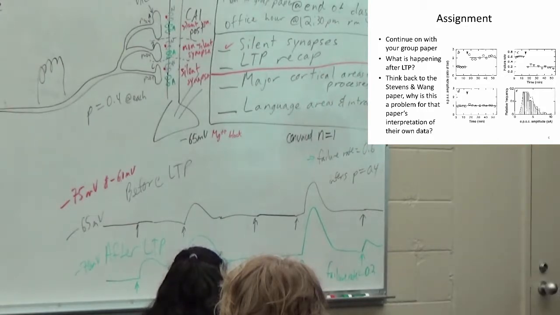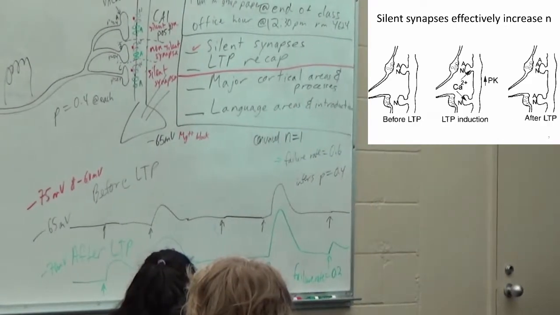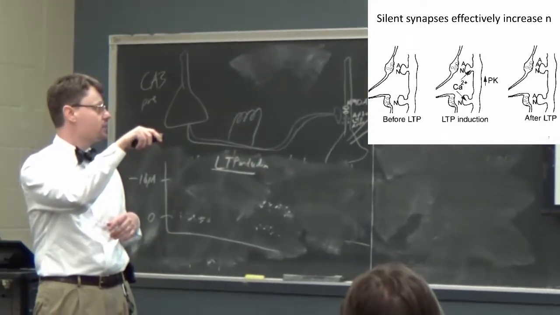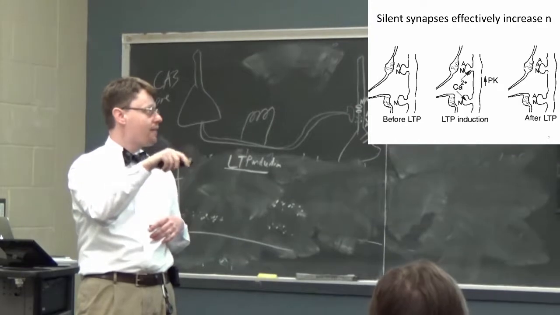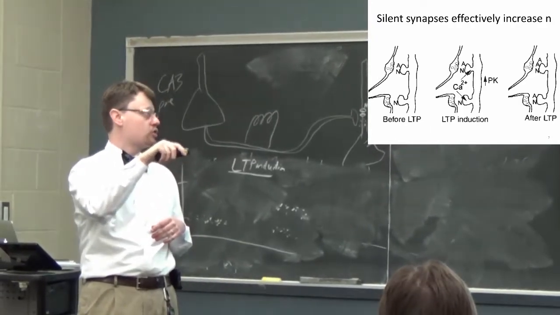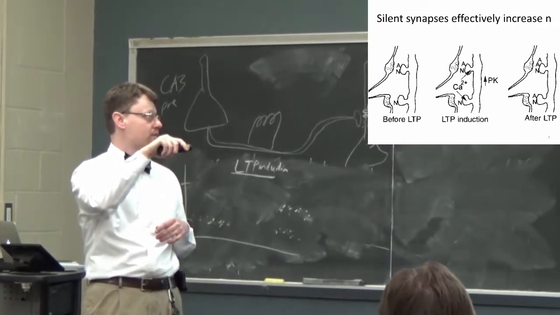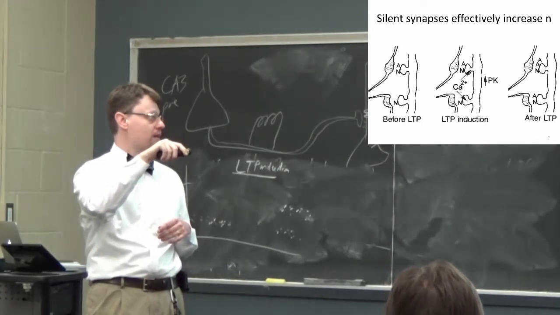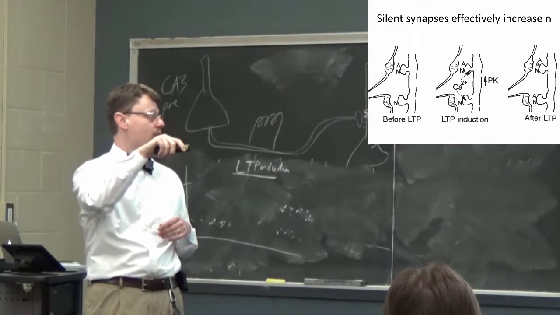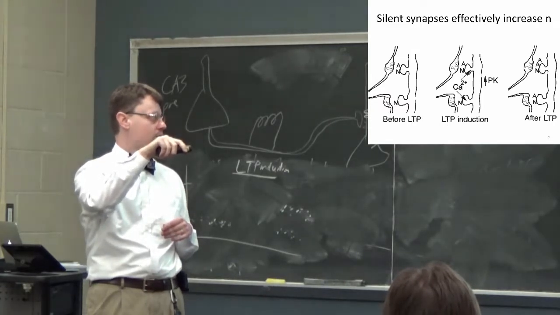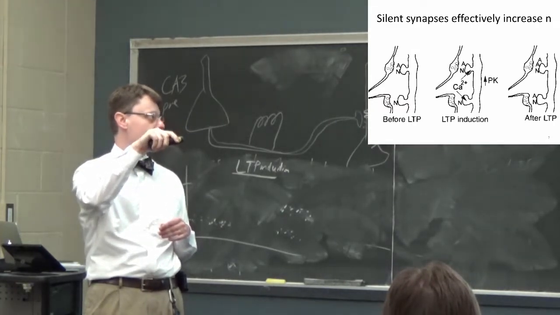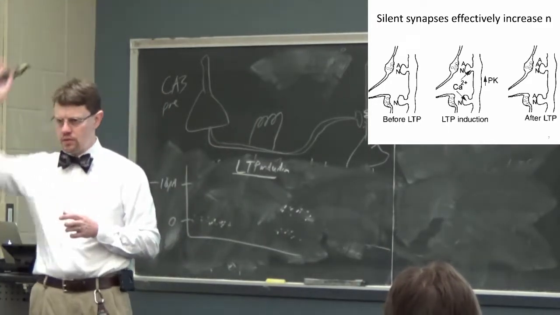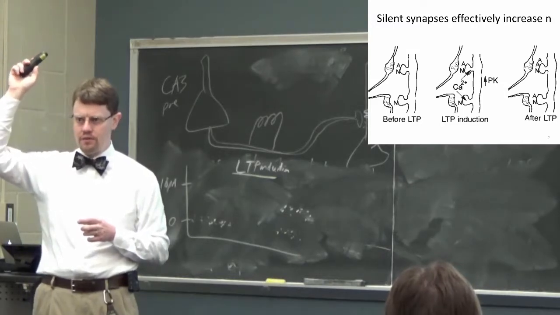So in the paper, Roberto Malano essentially diagrammed exactly this, where he said before LTP, maybe we have some active contacts and some silent contacts. After LTP, during LTP, calcium is the only time that NMDA receptors are unplugged, the only time the calcium is coming in through the postsynaptic NMDA receptors, and then after LTP, maybe we've got some AMPA receptors here that we didn't have before, more AMPA receptors added over here. So what questions do people have about any of that?